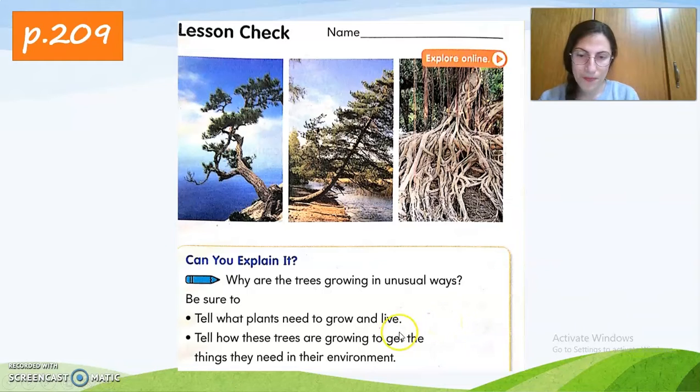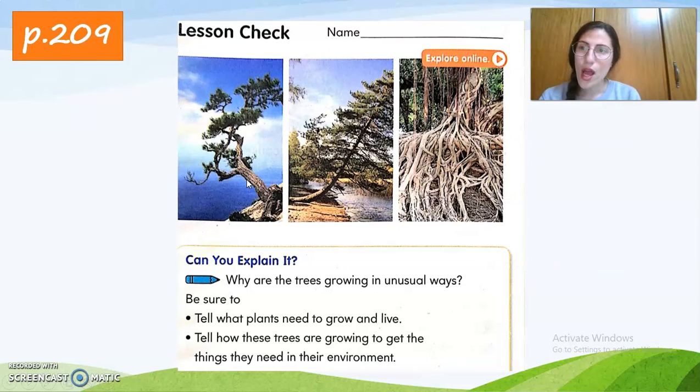Clear so far? So what do plants need to grow and live? Excellent, they need sunlight, water, and air. Now, how are these trees growing to get the things they need? They are growing in unusual ways to get the what? Water, sunlight, and air that they need to live and grow.